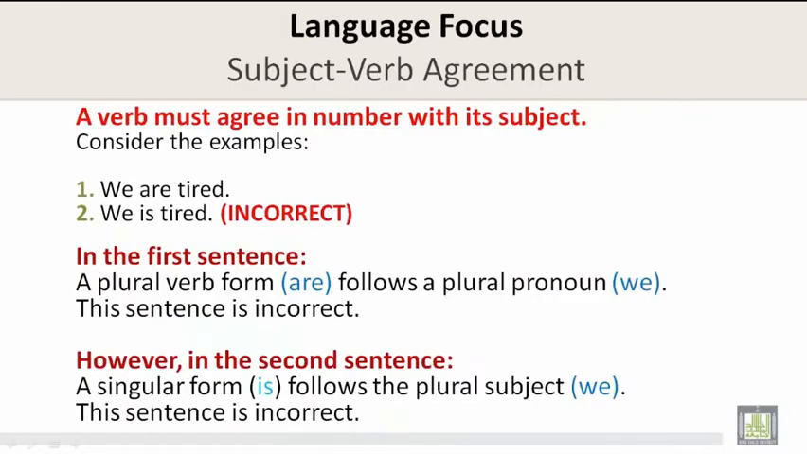Language focus: subject-verb agreement. A verb must agree in number with its subject. Consider the examples. We are tired. We is plural, so you must use the verb be in plural form, are. We is tired is incorrect because is is the singular form. In the first sentence, a plural verb form, are, follows a plural pronoun, we. This sentence is incorrect.